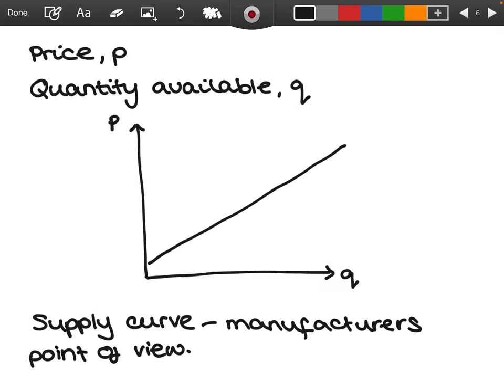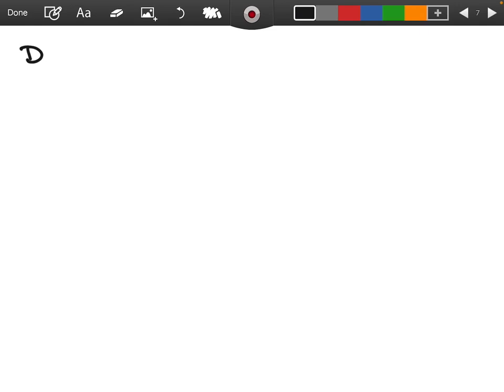The higher the quantity that we need to have available, the higher we need to make the price point per unit, because we need so much more time and labour and materials in order to make a higher quantity of these things. The demand curve is actually looking at this as though we are the consumer. So it looks at the relationship between the quantity and the price from the consumer's perspective.